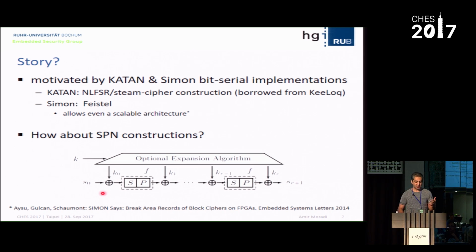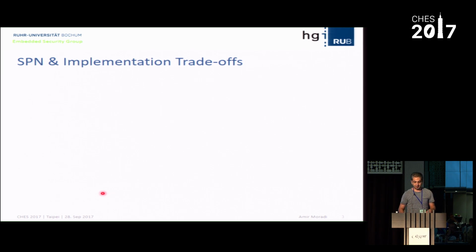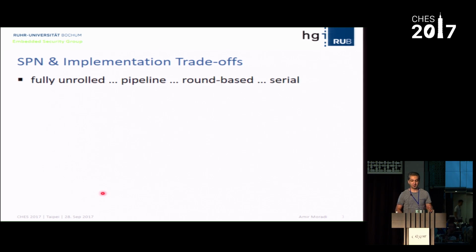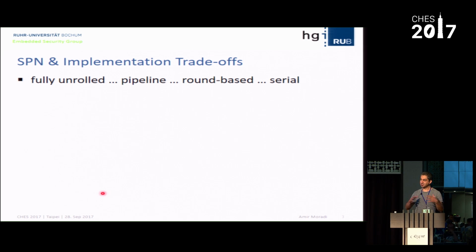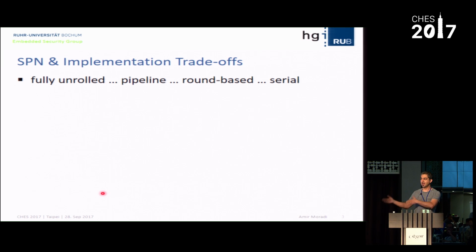And then we want to check whether this is possible also for SPN constructions, because up to now it was only possible for a stream cipher construction or stream cipher based construction, or based on only the Simon or Speck. If we look at the trade-offs for SPN implementations, we have designs like fully unrolled, which means that everything is in combinatorial logic. Combinatorial logic means you give just a plaintext, and then at the end, after a couple of nanoseconds, you get the ciphertext out without any clock.